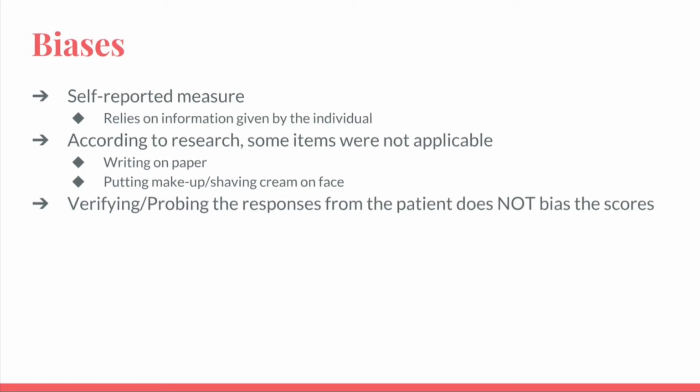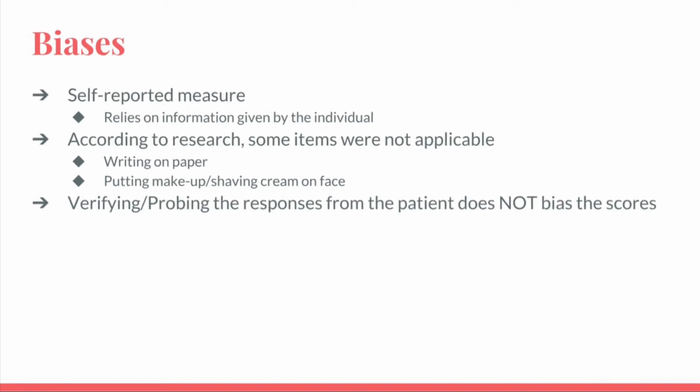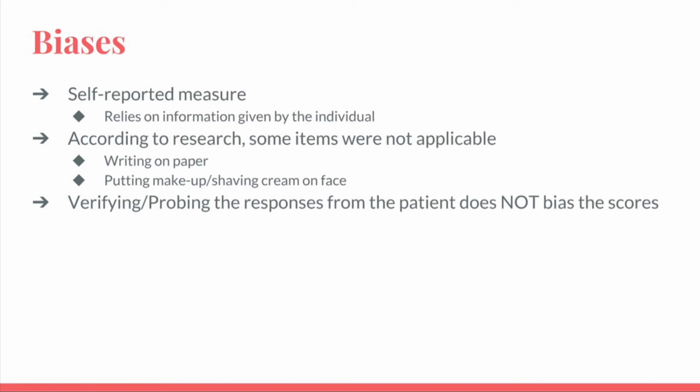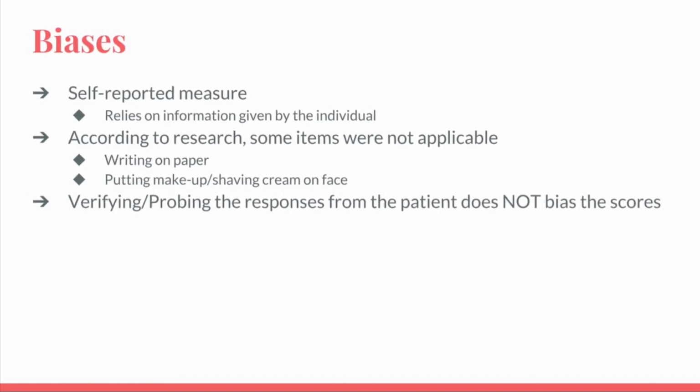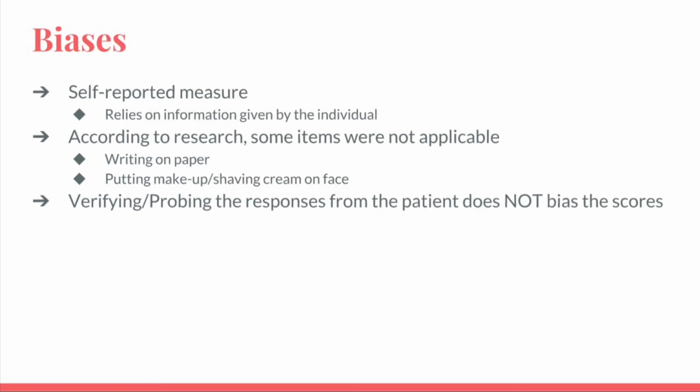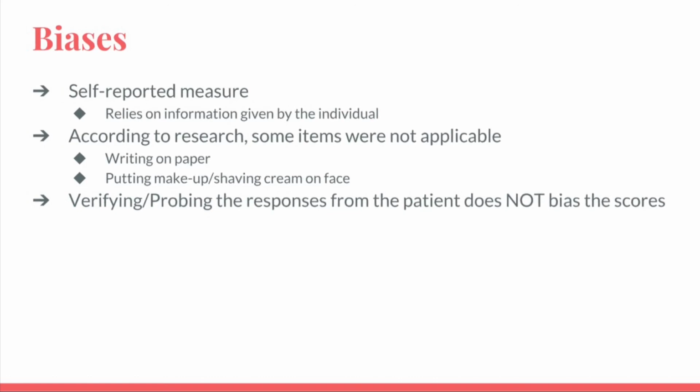Probing a response occurs when the test is being administered to a client and there is a change in scores from the very first administration time. When this happens, the administrator asks the client why they think there is a change and if it represents a real change. Depending on the response of the client, this could make them change the score that they gave for that task. So it is interesting that research determined that this does not bias the scores.